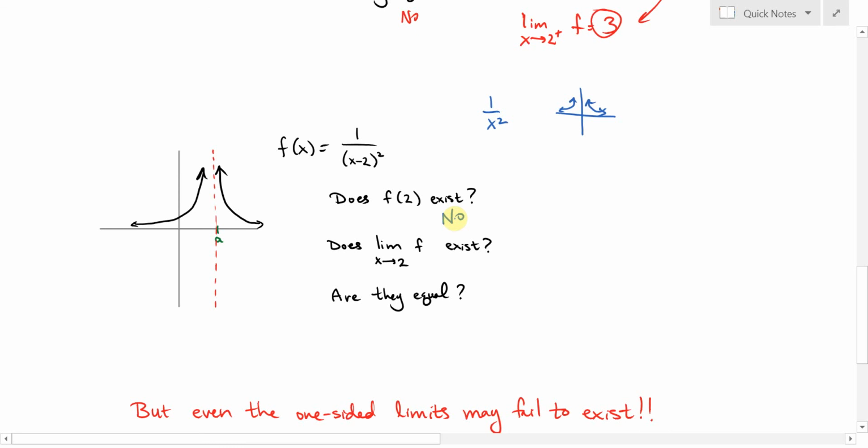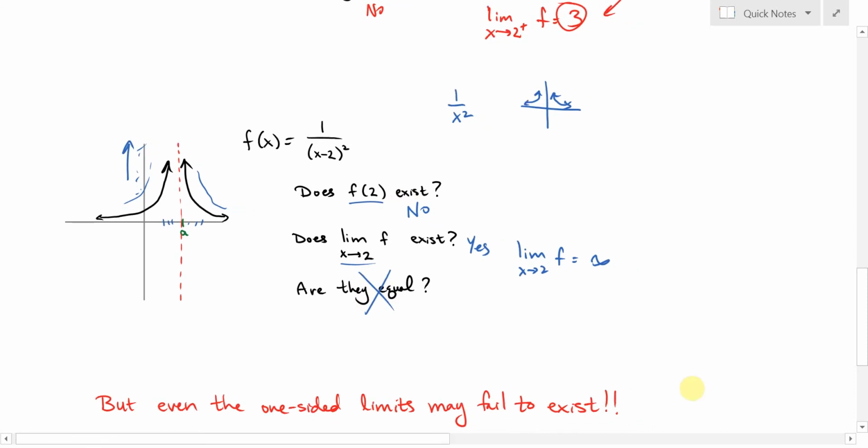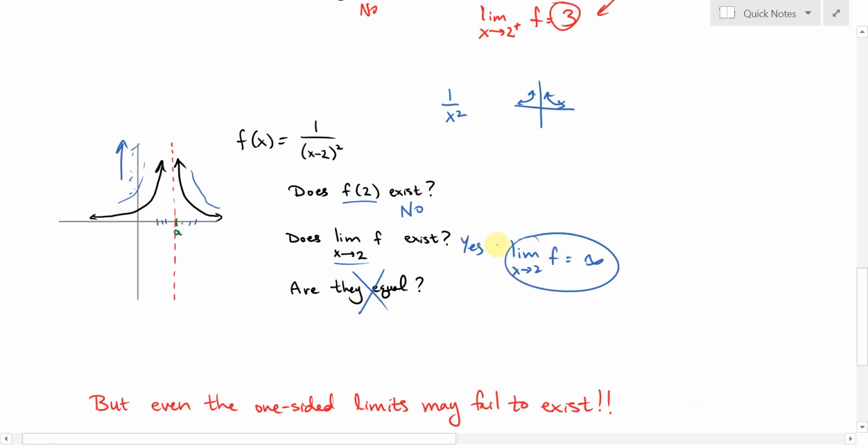Does the limit exist? Well, this time you'll notice that coming in from the right or coming in from the left, picking values coming in either way, they're both shooting up to positive infinity. So this time the answer is yes. And the limit as x approaches 2 of this function is equal to positive infinity. Are they equal? When I say they, I mean f of 2 and the limit, and it doesn't even make sense because the value f of 2 doesn't even exist. But in this case, the limit did exist, and it was infinity. Again, if you plugged in 2 directly into the formula, you'd end up with 1 over 0. So here you got a 1 over 0, and it turned out to be positive infinity.